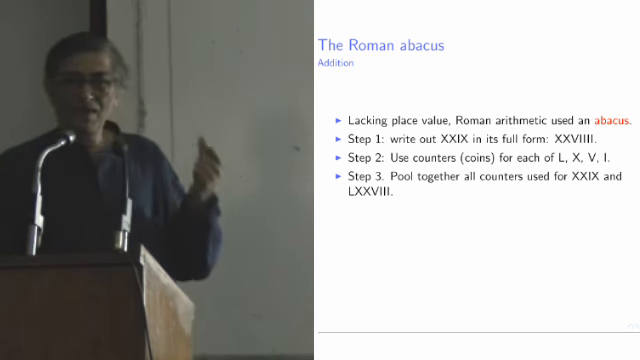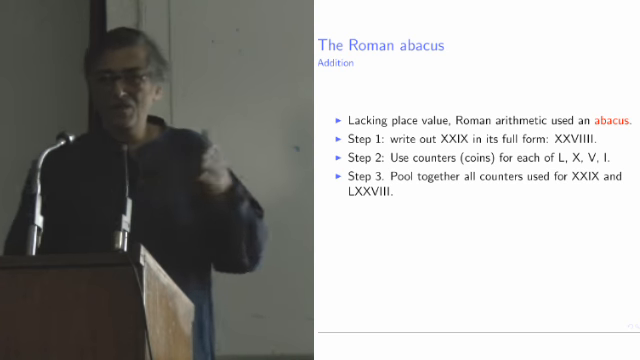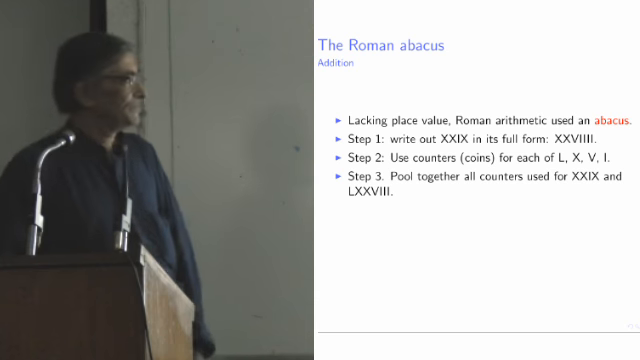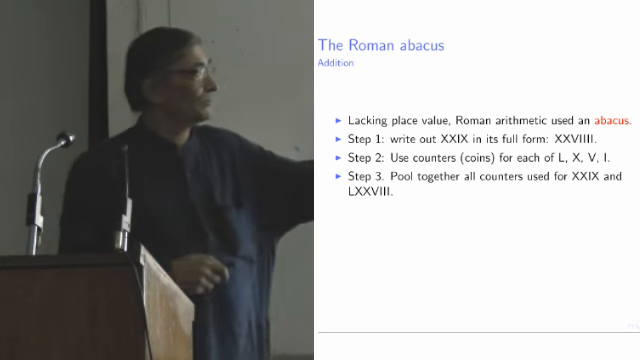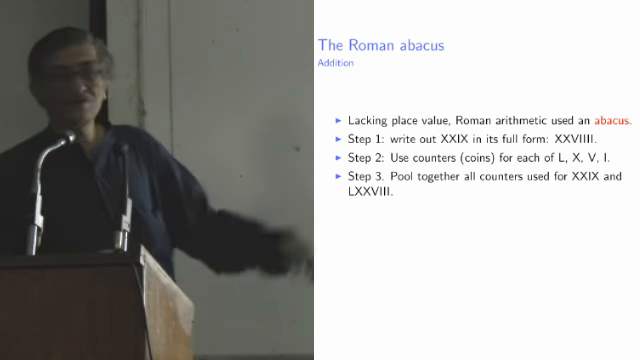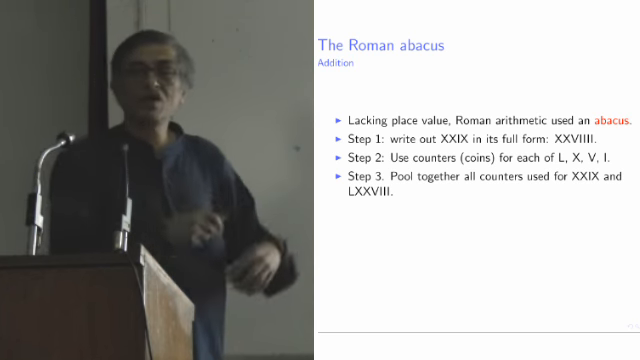Okay? They used an abacus. And there was a big quarrel for 5 centuries in Europe between abacus and algorithms. So you write it out in its full form, no abbreviations allowed. Then you use counters, 1 coin each for each of those, and put them all together.